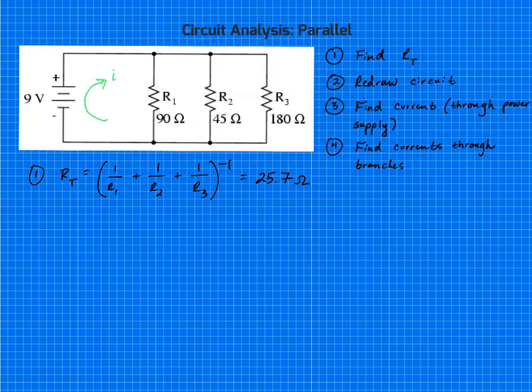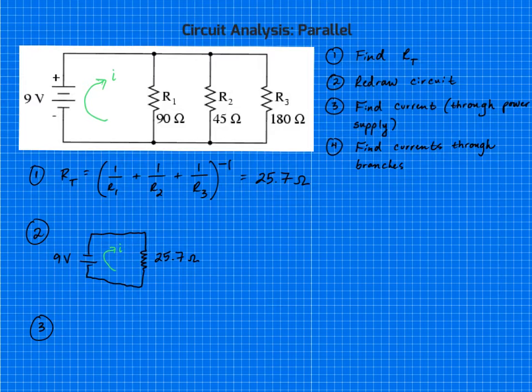So now I'm going to redraw my circuit. I have my power supply here. I have my one resistor because that's representing my equivalent resistance. I still have 9 volts coming out of that power supply, and then I have 25.7 ohms over here, okay? So now step 3, we need to find the current that's going through this power supply. Okay, and again, we called that I.